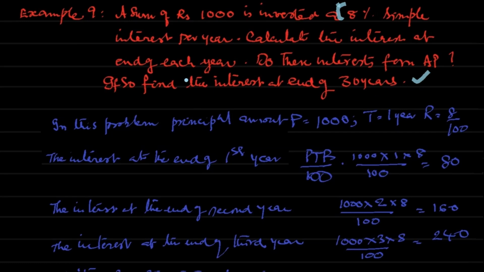Okay. The interest at the end of first year, what is the PTR by 100? 1000 T. T is 1 year, or 8 by 100. PTR by 100, 80. The interest at the end of second year, 1000. This time it is 2 years, right? So T is 2 into 8 by 100, 160. Similarly, third year it works out to 240. 80, 160, 240. Are they not in AP?